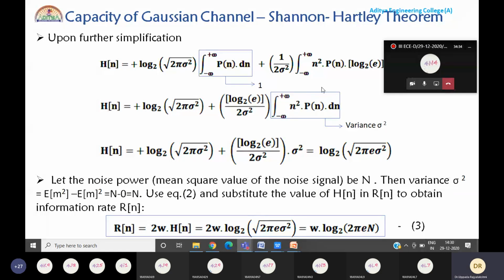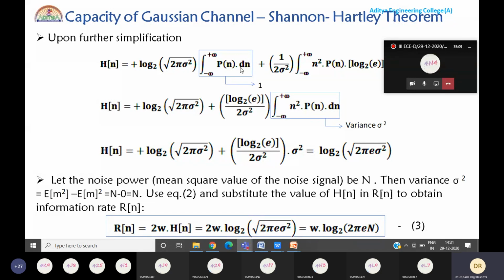Now if you observe this value inside the integration, integral from minus infinity to plus infinity n square into p of n into dn is a variance. So this is an expression for the variance. Integral x square p of x dx is sigma square, that is the variance. So now I can replace this whole value with sigma square, because integral from minus infinity to plus infinity p of x dx is 1.